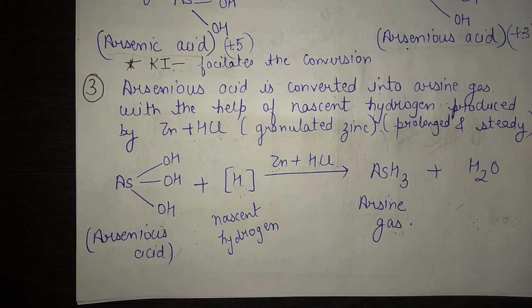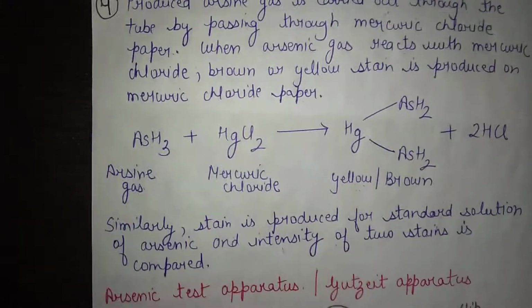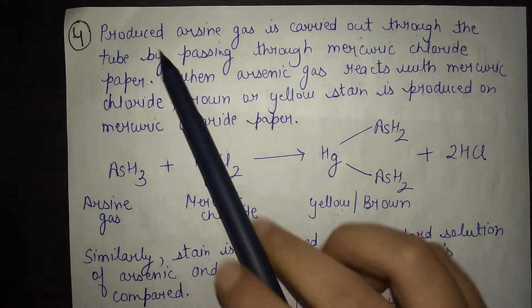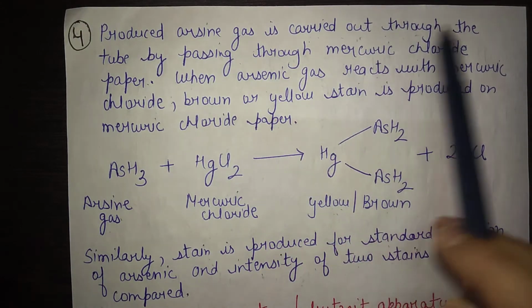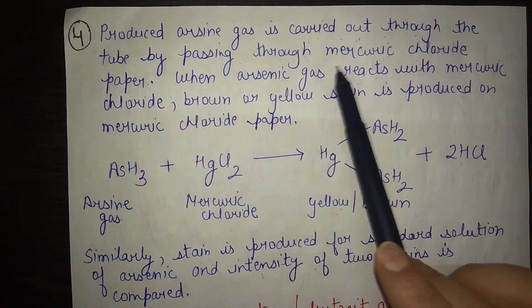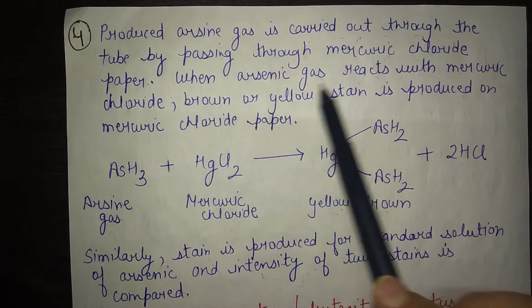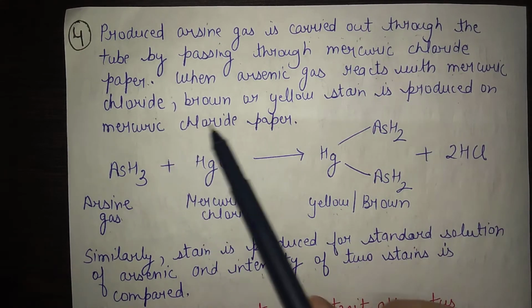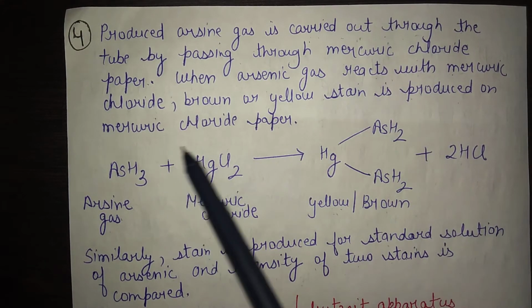Now this arsine gas, in the final step, will react with the mercury chloride paper to produce a brown or yellow stain. The produced arsine gas is carried through the tube and passes over the mercury chloride paper. When arsine gas reacts with mercury chloride, a brown or yellow stain is produced on the mercury chloride paper.